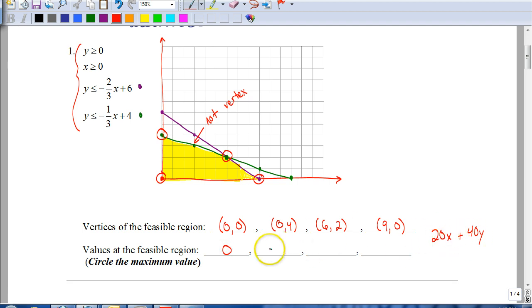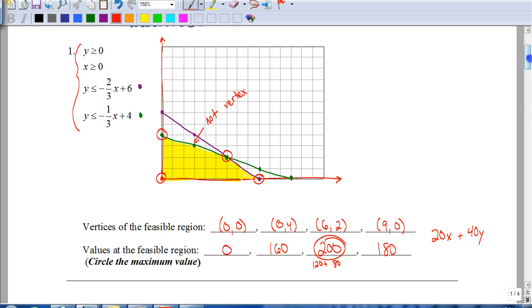If I put 0 in for x and 4 in for y, 4 times 40 is 160, so here our value would be 160. If I put 6 in here for x, I get 120. If I put 2 in there for y, I get 80. Well, 120 plus 80 is 200. If I put 9 in there for x, 9 times 20 is 180. They ask us to circle the maximum value. So the maximum value here would be 200.